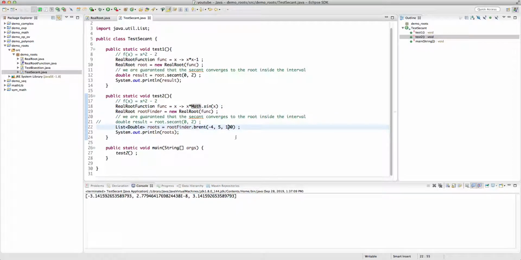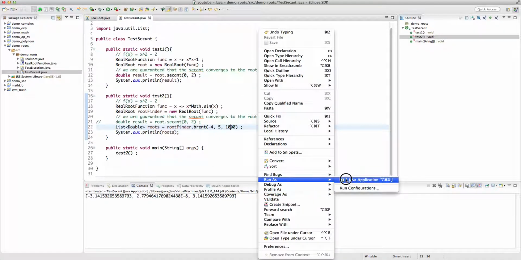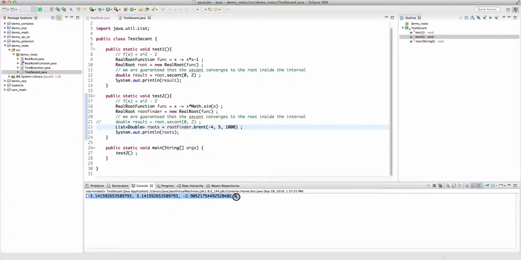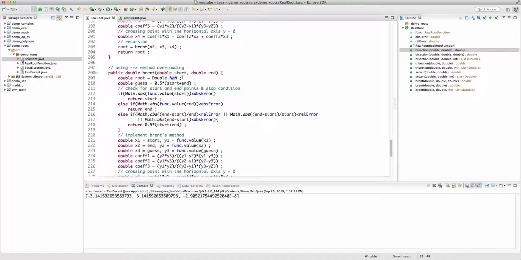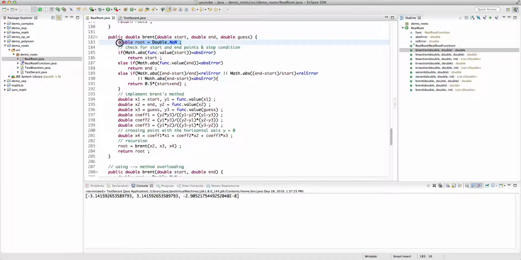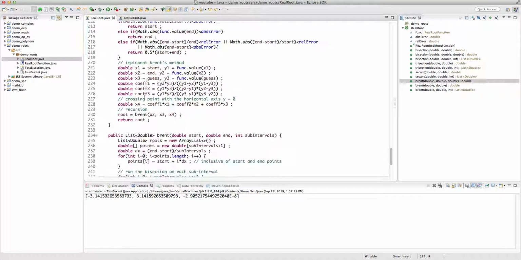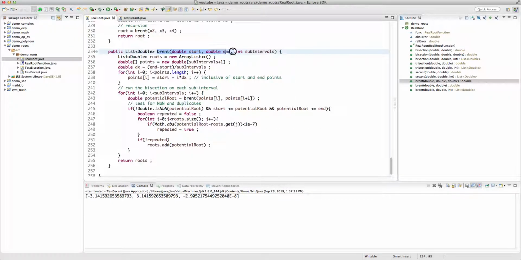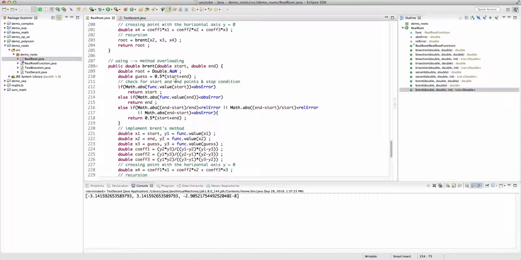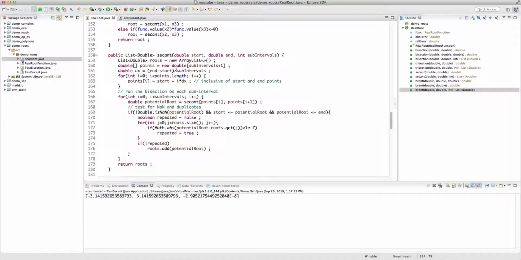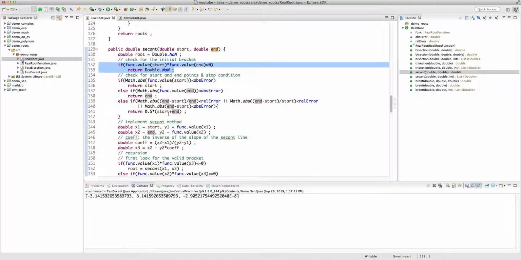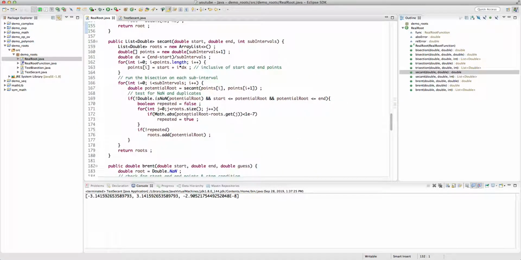And let's increase the number of subintervals. The same thing, so it doesn't matter, it doesn't add more overhead, because as soon as it sees that it's not a valid interval, it just discards it. Here in the secant. Okay.